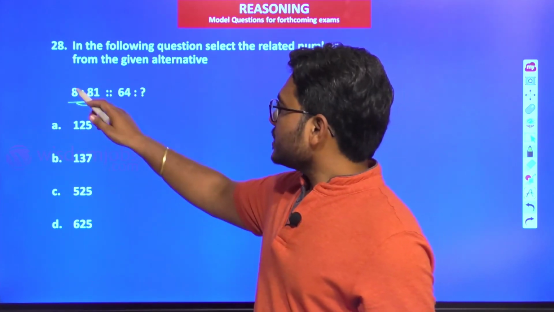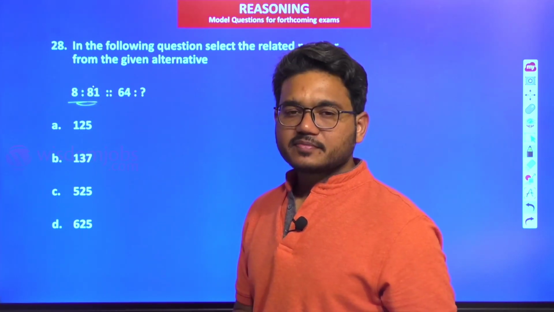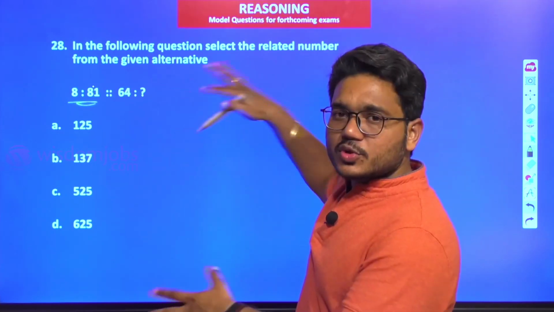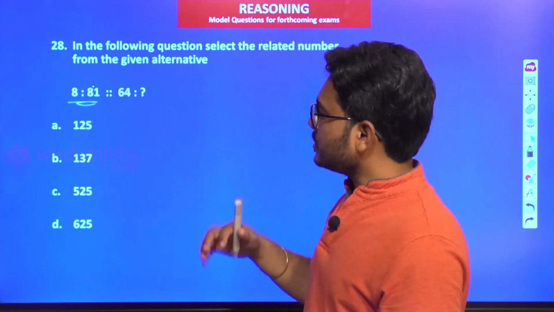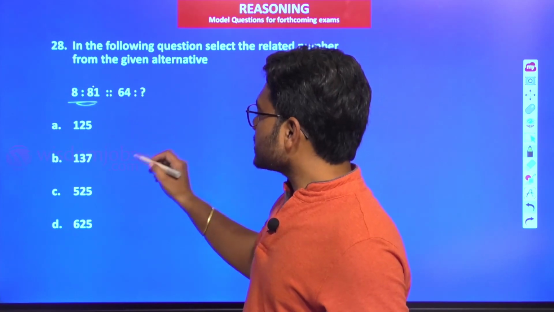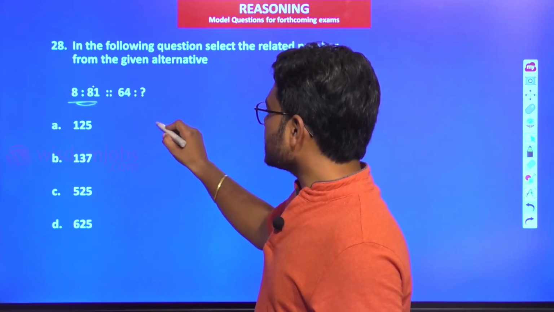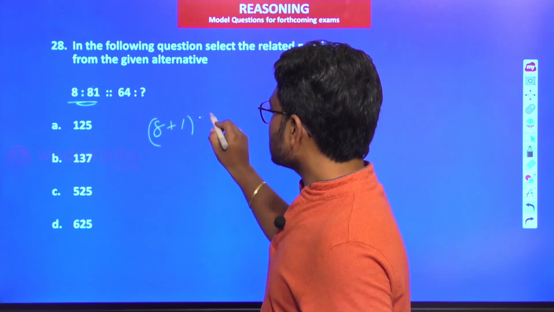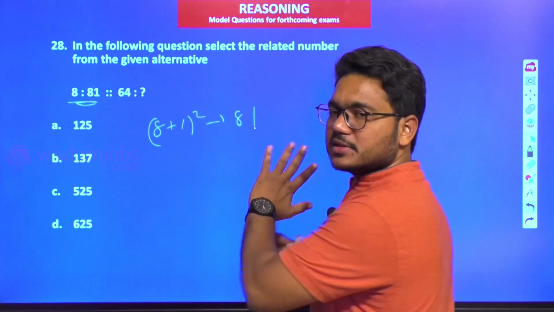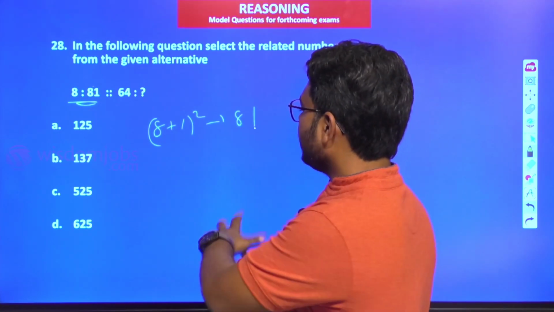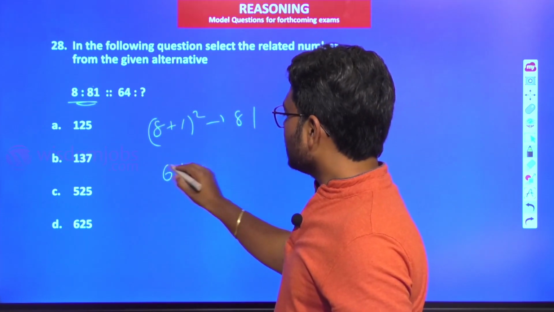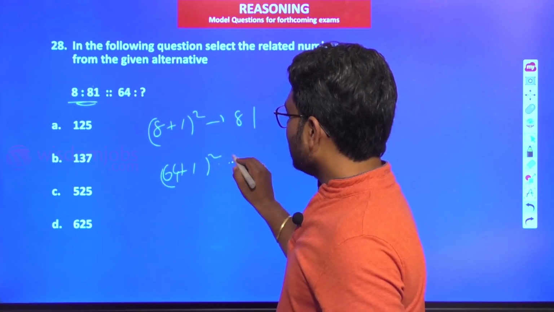So it is obvious that 8 is related to 81. There is a huge change here, so it could be exponentially related. Try to identify. Immediately after seeing this, one thing everyone will get in mind is that 8 plus 1 whole square is 81. So one digit in this, one digit in this. Okay, let us see. We don't know the other side, so 64 plus 1, 64 plus 1 square.